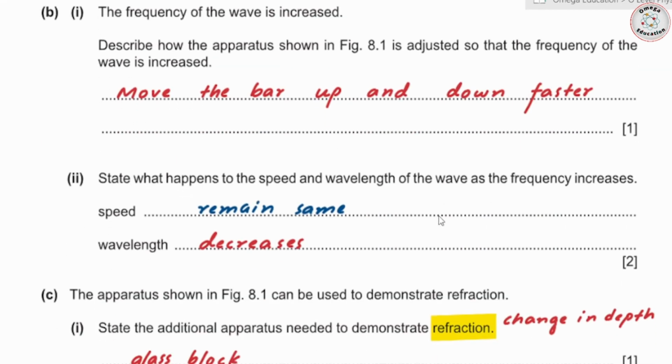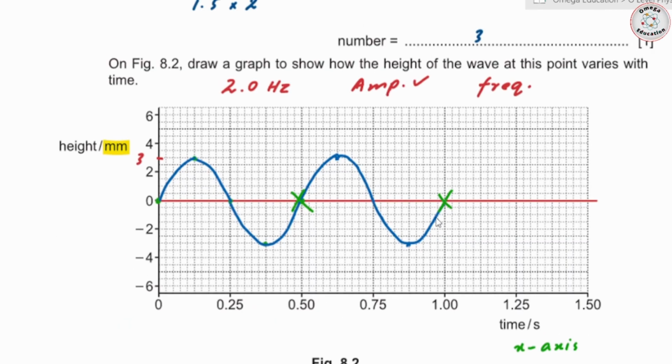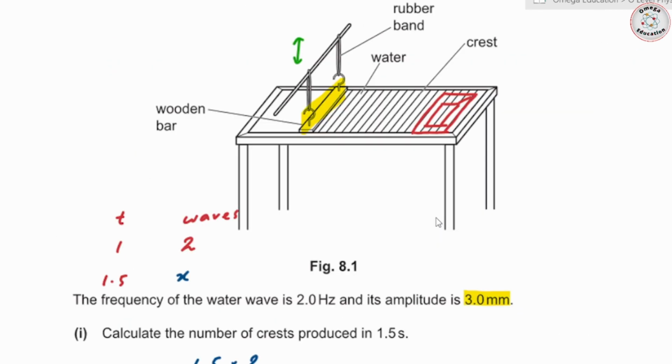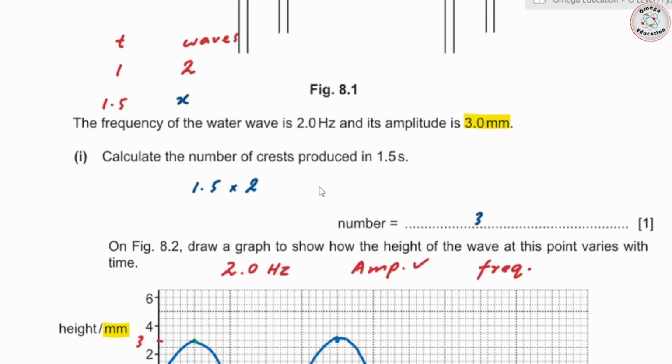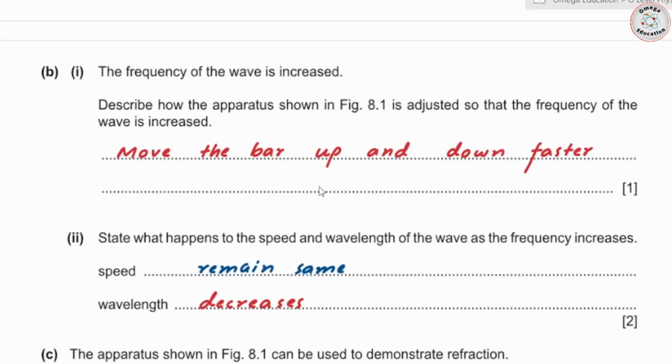The frequency of the wave is increased. Describe how the apparatus in 8.1 is adjusted so the frequency of the wave is increased. The waves are being produced by moving the wooden bar attached with the rubber band up and down. If you move it faster, the frequency of the waves would be increased, because in that case you'll be producing more waves per second.